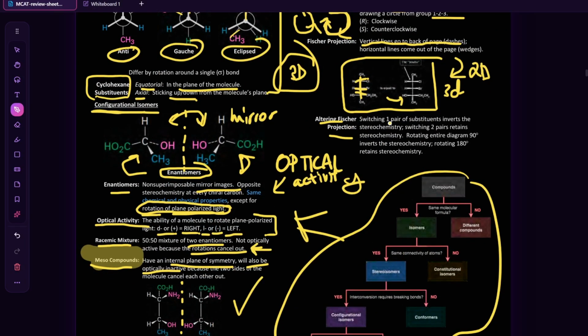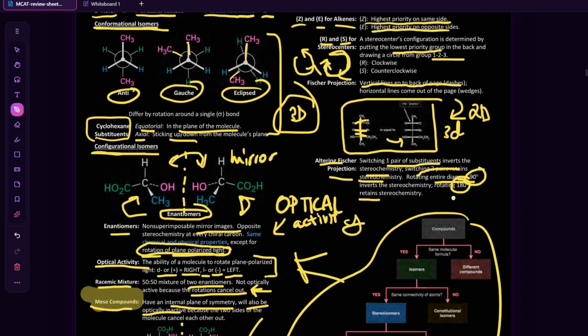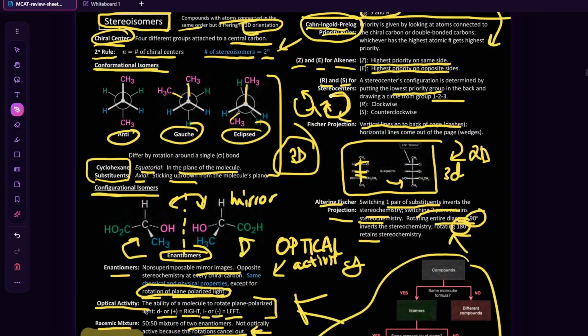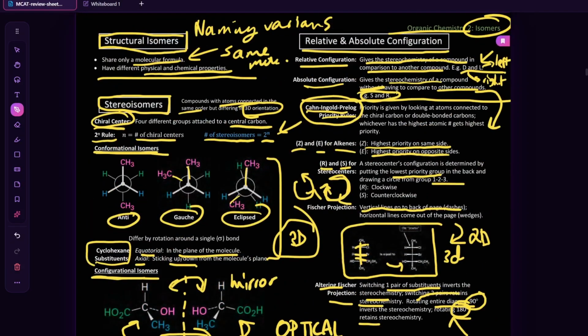Altering a Fischer projection: switching one pair of the substituents inverts the stereochemistry. Switching two pairs retains stereochemistry. Rotating the entire diagram 90 degrees inverts stereochemistry. Rotating 180 retains stereochemistry. Do practice questions. You can find them online on Google for all of that as well.